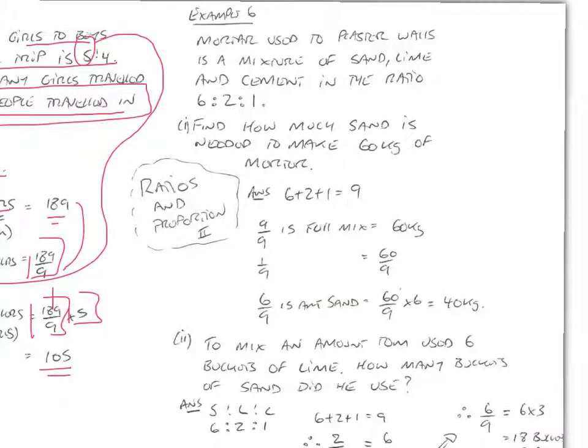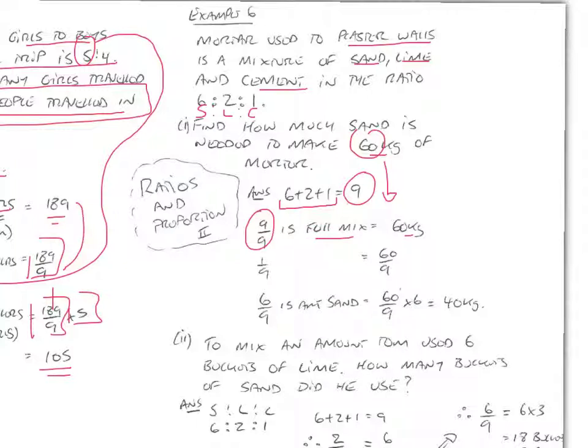Okay, mortar used to plaster walls is a mixture of sand, lime and cement in the ratio 6:2:1. Sand, lime, cement. Okay, find how much sand is needed to make 60 kilograms of mortar. Well, we add the parts first of all. 6 plus 2 plus 1 tells us that there's 9 parts to consider, and the full mix was 60 kilograms. So 9/9 is a full mix, and that's 60 kilograms.